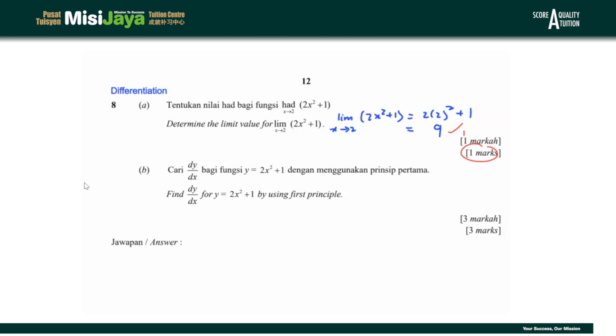Next for B, find dy dx, which is find the derivative. Differentiate y equals 2x squared plus 1. So this is easy, right? To find dy dx, we just differentiate this. So 2 times 2 will be 4, bring down the 2, then after the x, the power minus 1. So the answer is 4x.